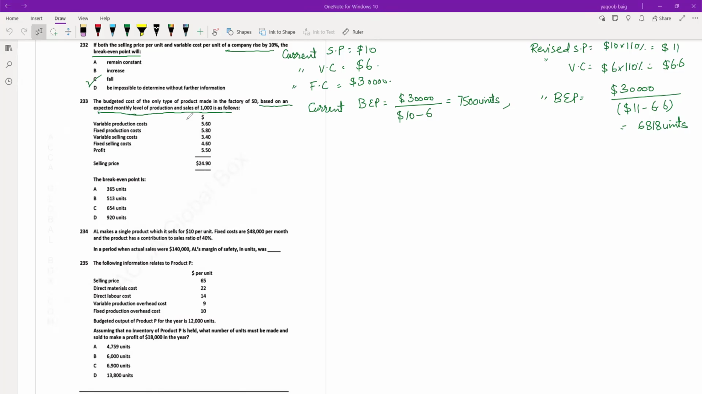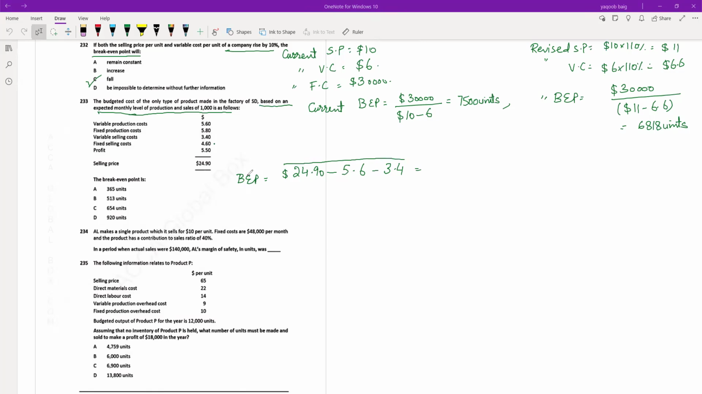1000 is as follows. Variable production cost is 5.6, fixed production cost is 5.8, variable selling cost is 3.4, fixed selling cost is 4.6, break even point units. So break even point is equal to selling price minus variable production cost minus 3.4 variable selling cost. To calculate what? This will give us contribution per unit.